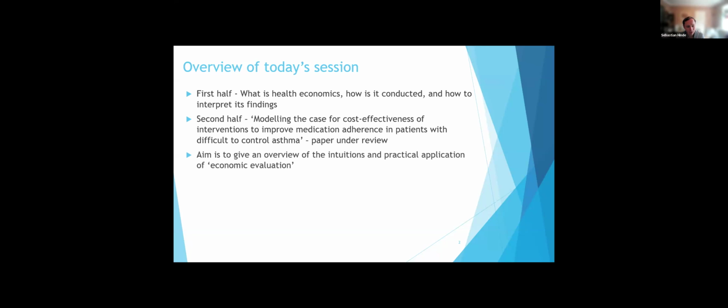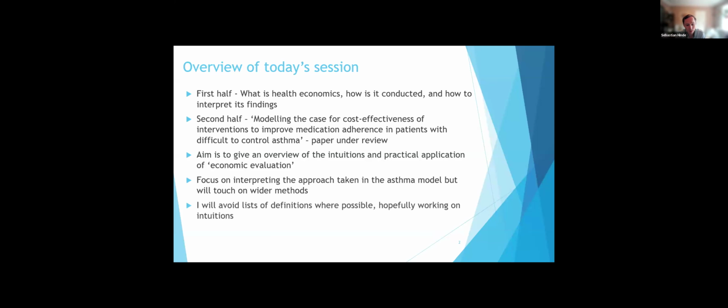So in my session, I'm going to try and give a bit of an overview of the intuitions and practical applications of economic evaluation. For this presentation, I'm very much conflating economic evaluation and health economics. Health economics is a much broader topic. It covers a whole range of other things, but most of the time it's used to describe economic evaluation, and that's what we're dealing with here. And as I say, the focus is on helping to interpret the asthma model, but I'll touch on some of the wider methods. But it's a very big discipline, so there's lots that we won't get into.